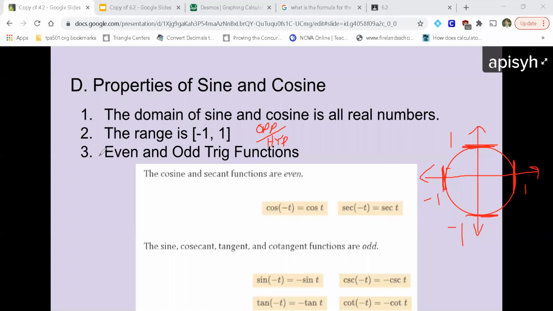All right, we got one more slide after this. Last property on this slide is about even and odd. So if you remember back at the start of class in like August, a function is even if it's symmetric about the y-axis, and a function is odd if it's symmetric about the origin.